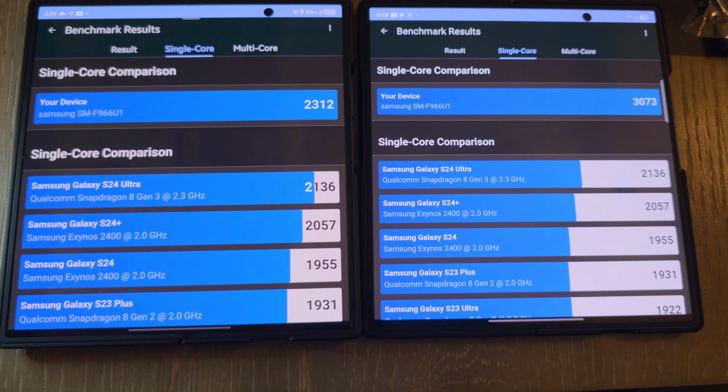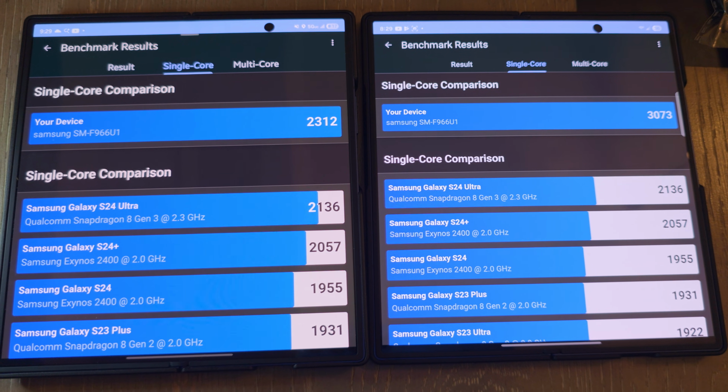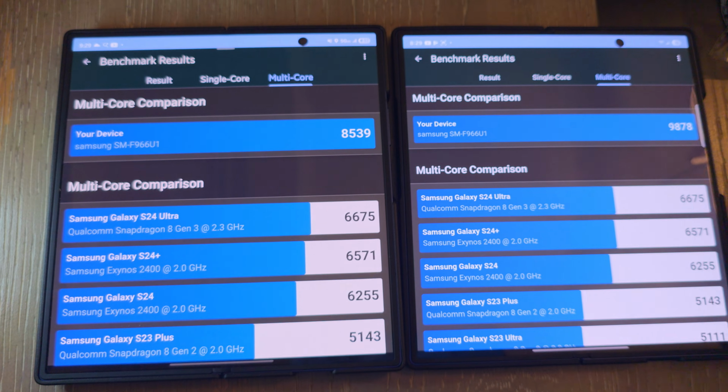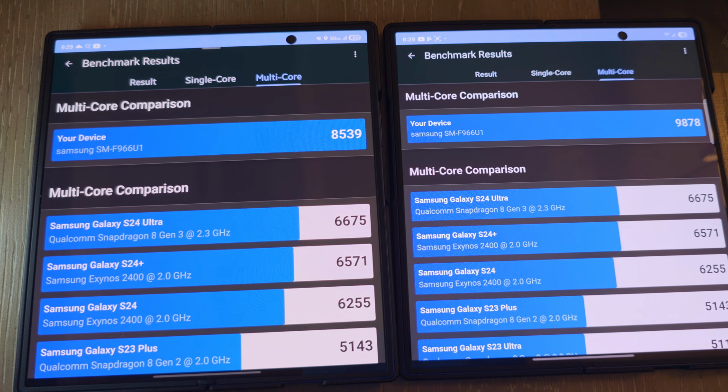Both of them here, you see the comparison. We have 3073 and then 2312. Let's go to the multi-core. And the multi-core, you see 9878 and then 8539.